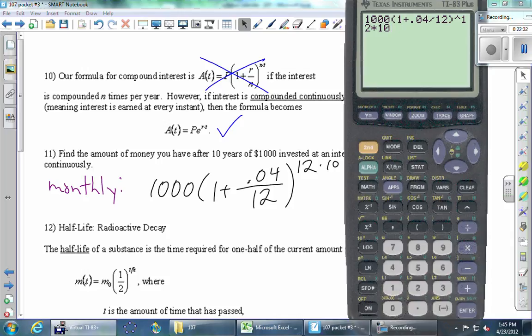Before I hit enter, I like to think about what I might expect. Sometimes I can catch some errors that way. Suppose it's just 4% interest. Forget the compounding monthly, just straight 4% interest once at the end of the year. How much money do you get for 1 year's interest? It's $40, right? If you're doing 4% of $1,000, it's $40.